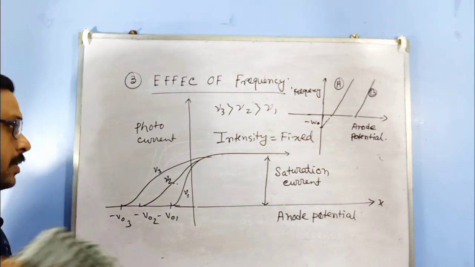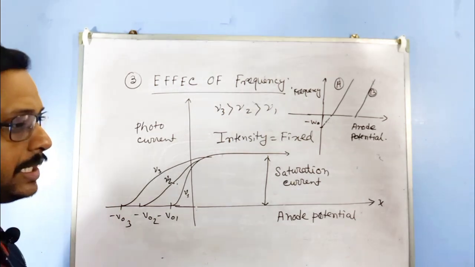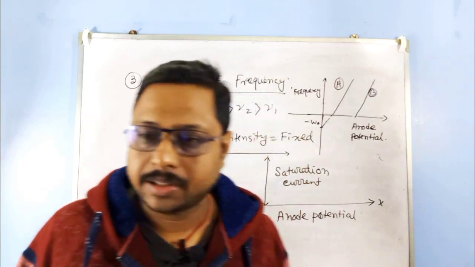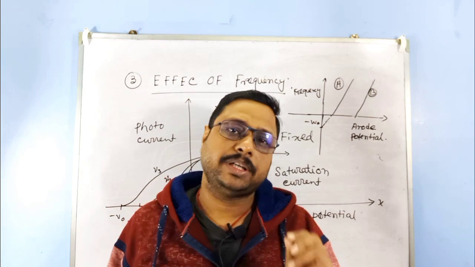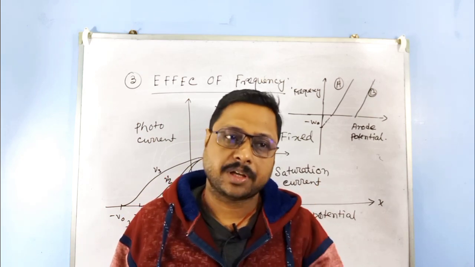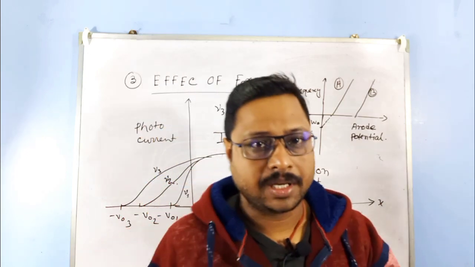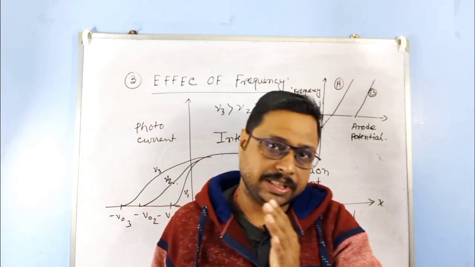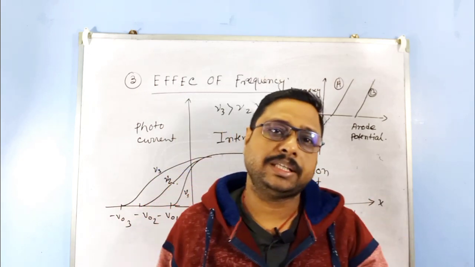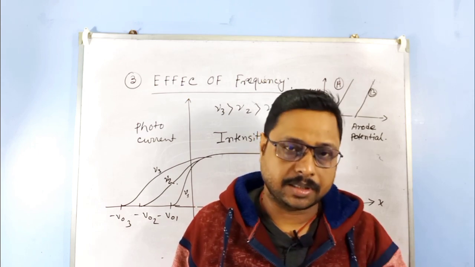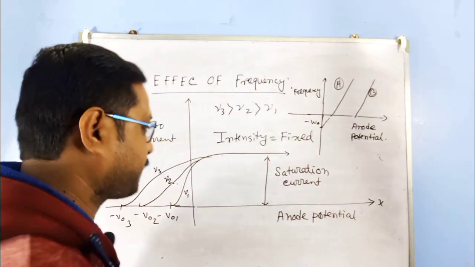So, from this experiment we can show that, number 1, the photocurrent depends on the intensity of light. Number 2, stopping potential or kinetic energy is independent of the intensity of light. And number 3, as frequency increases, the stopping potential increases, and above a certain frequency photocurrent will flow, but below that frequency no photocurrent flows through the circuit. This frequency is called threshold frequency.